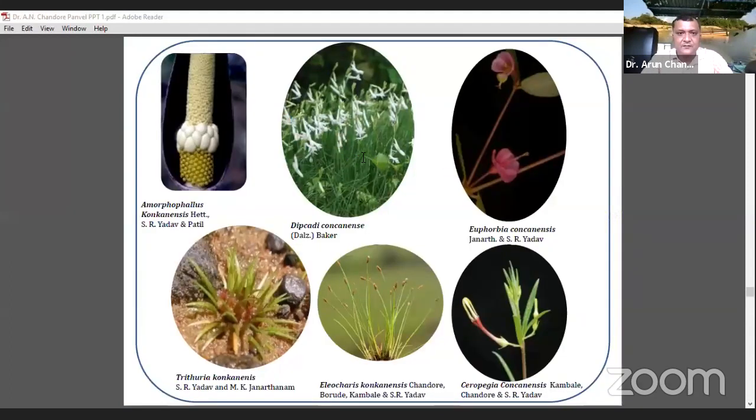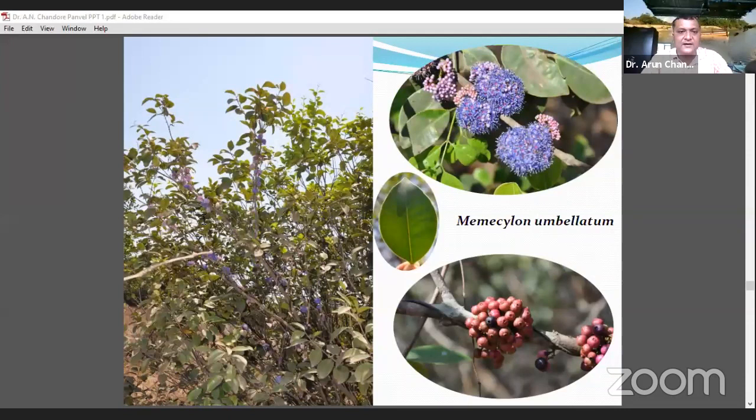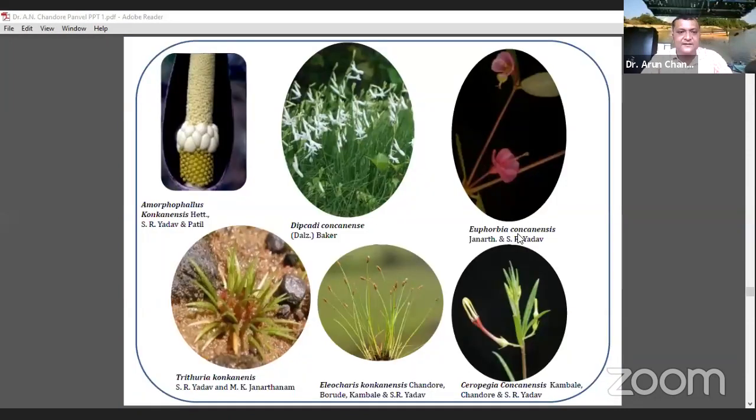Recently described plants from the Konkan region are Amorphophallus konkanensis, Dipcadi konkanensis, Euphorbia konkanensis, Trithuria konkanensis, Eriocaulon konkanensis, and Ceropegia konkanensis. Except Dipcadi konkanensis, these other species were recently described from the Konkan region, and these are all unique, endemic and restricted only to the Konkan region.